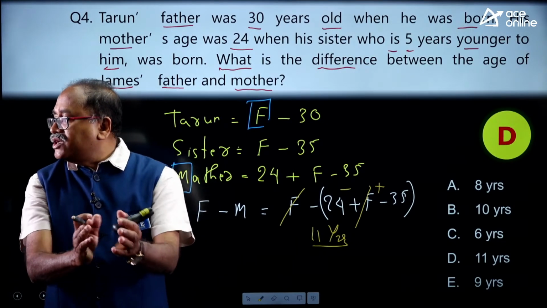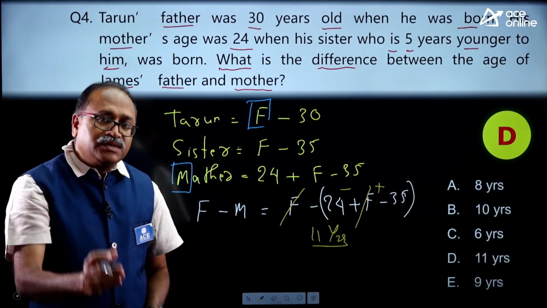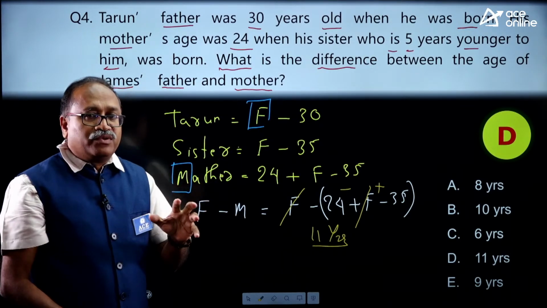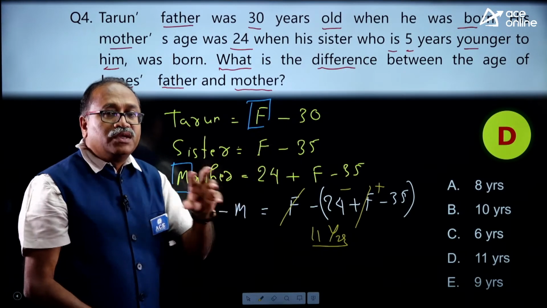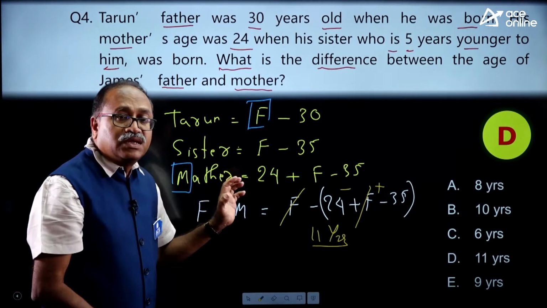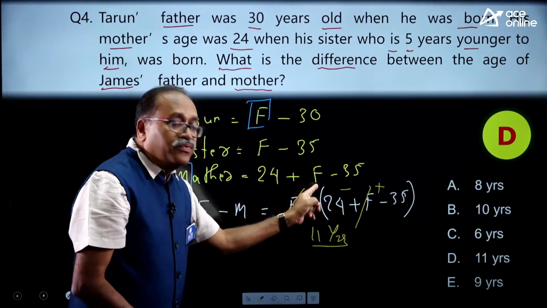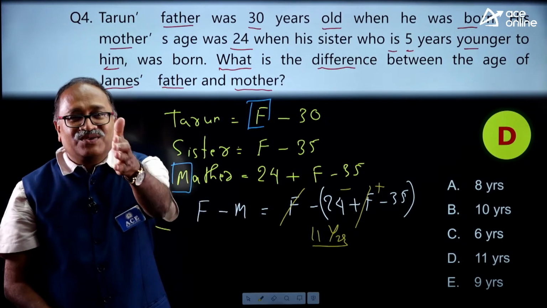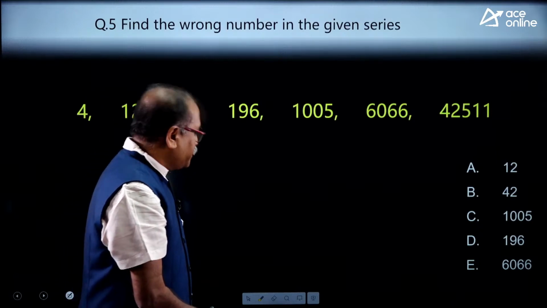Yes, Mr. Ganesh Patil ji, you answered correctly. Come on, so you are understanding the approach. Unless you convert a particular person's age, the Tarun age, the sister age and the mother age, in the form of F, you will not be able to answer the question. Moving on to the next question, which is here.